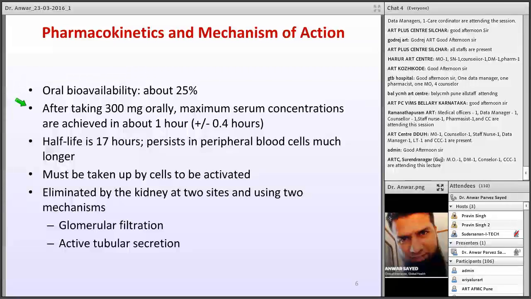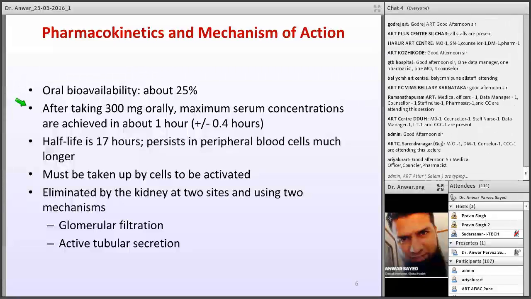That means it is usually in inactivated form. I'll come to that in mechanism of action. So it should be activated within the cell to become active. It is eliminated by the kidney at two sites and using two mechanisms: glomerular filtration and active tubular secretion.